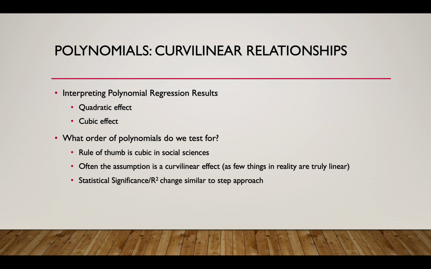What order of polynomials do we test for? Like I said, you can test for any number of polynomial effects. In social sciences, the standard is to go no further than 3. And sometimes there's a question about whether or not testing for those is even appropriate. But the truth is, we expect curvilinear effects. In reality, almost nothing is truly linear.